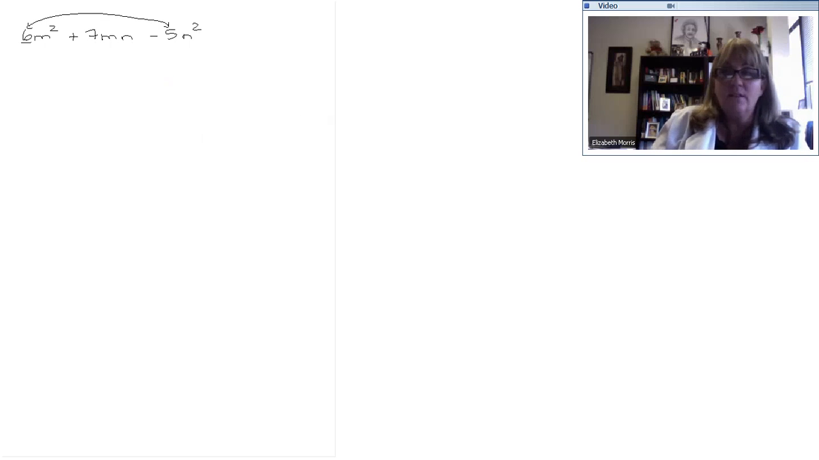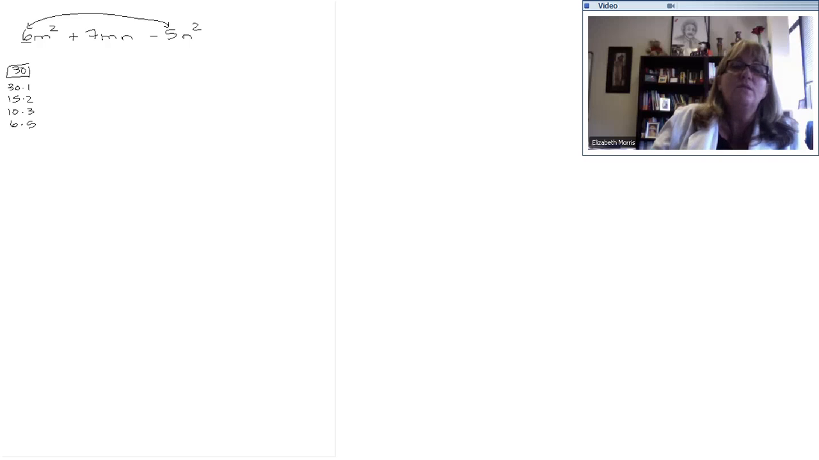All right, what if I had 6m squared plus 7mn minus 5n squared? Again, greatest common factor, there's nothing we can take out. It is 3 pieces, but it's a hard kind. So we have to multiply these two numbers, 6 and 5, regardless of their sign, doesn't matter, 6 times 5. What is 6 times 5? 30. 30 can be 3 times 1, it can be 15 times 2, it could be 10 times 3, or it could be 6 times 5.